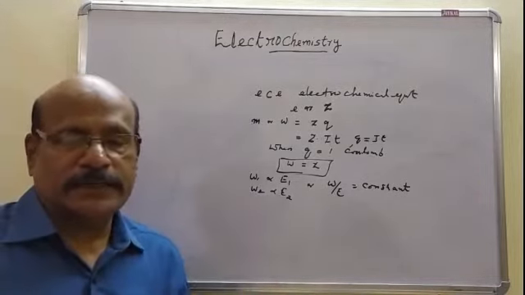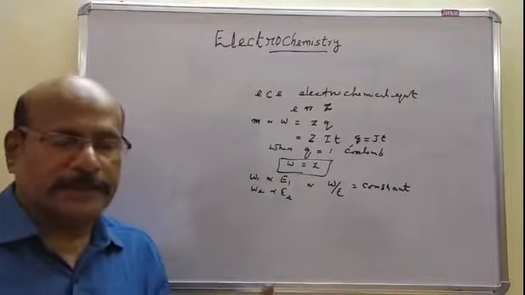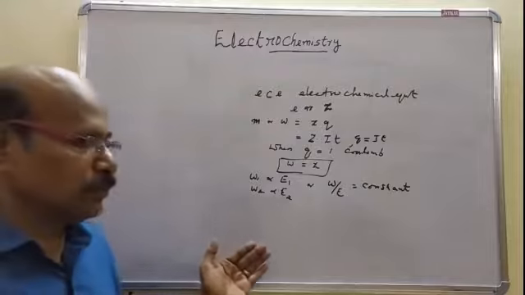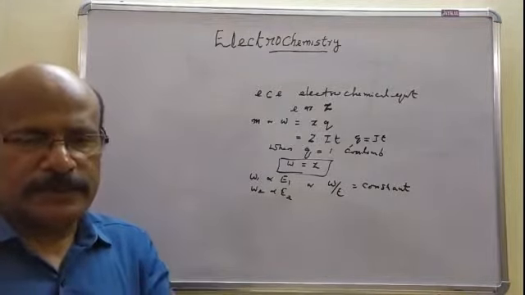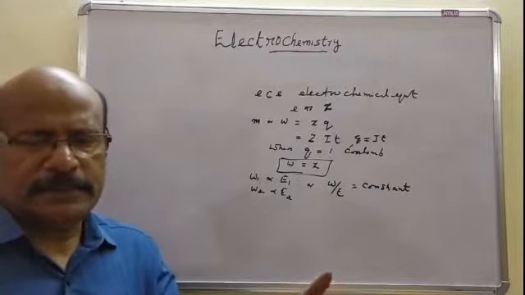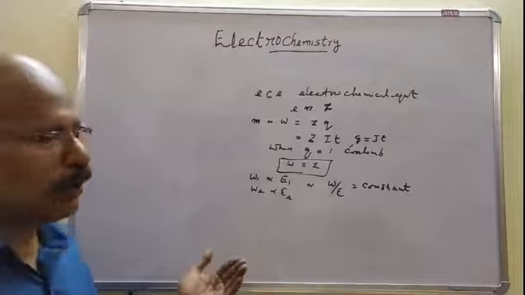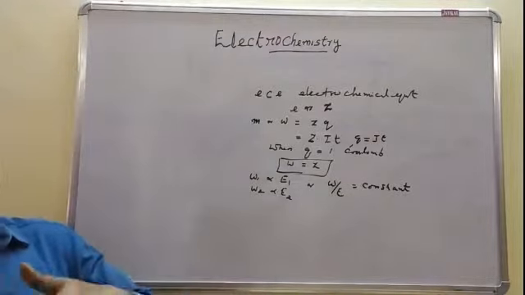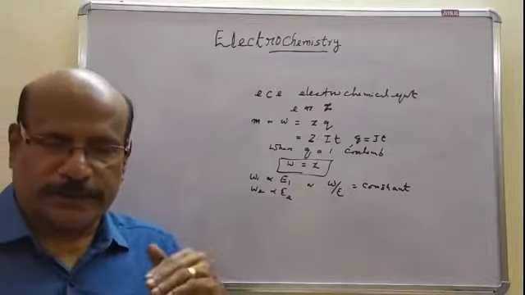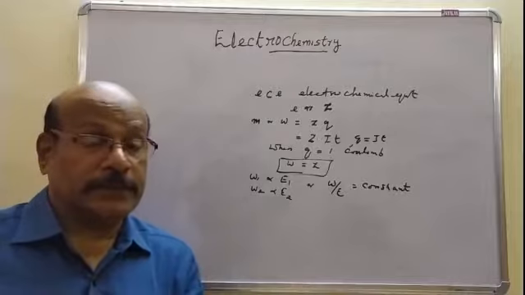Suppose we have 3 different electrolytes connected in series so that the same quantity of current is passed through them at the same time. For example, silver nitrate, copper sulfate, or any other, potassium nitrate, etc. We pass the same quantity of current through them when they are connected in series. The amount of copper deposited is proportional to the equivalent mass of copper. In the second case, the amount of silver deposited is proportional to the equivalent mass of silver. In the third case, the amount of potassium deposited is proportional to the equivalent mass of potassium.